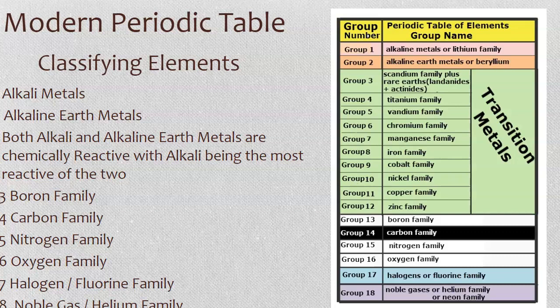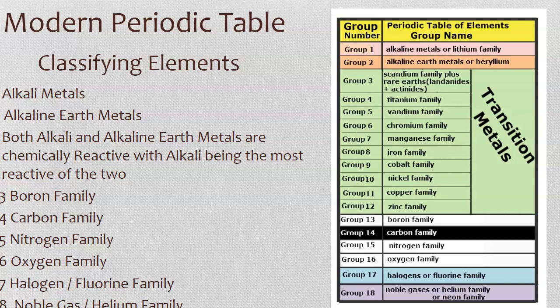So they are named pretty much the first element in the group followed by the word family. There's only 2 exceptions to that. That is the alkali metals, that's column 1, and alkaline earth metals, which is column 2. They're called alkali metals and alkaline earth metals. Both the alkali and alkaline earth metals are really chemically reactive, with the alkali being the most reactive of the 2 because it has 1 valence electron, so therefore it very easily wants to give up its valence electron in order to get to 8 valence electrons.